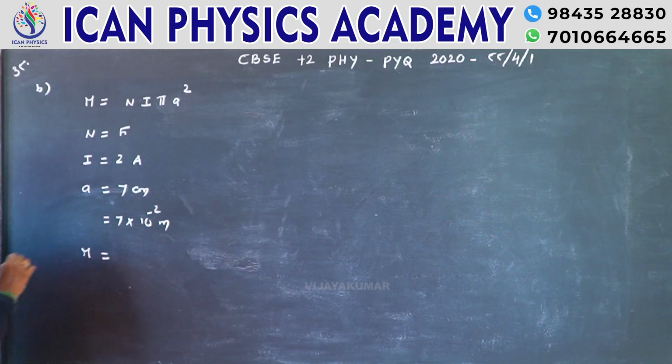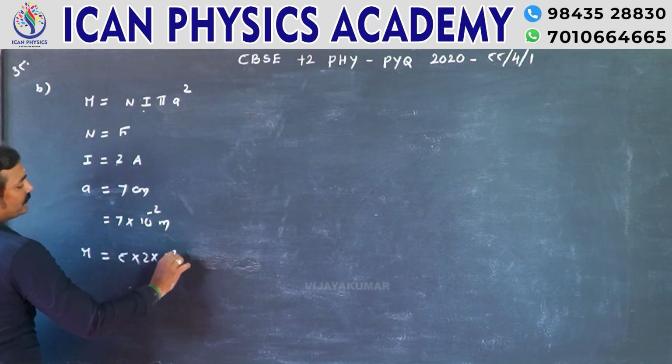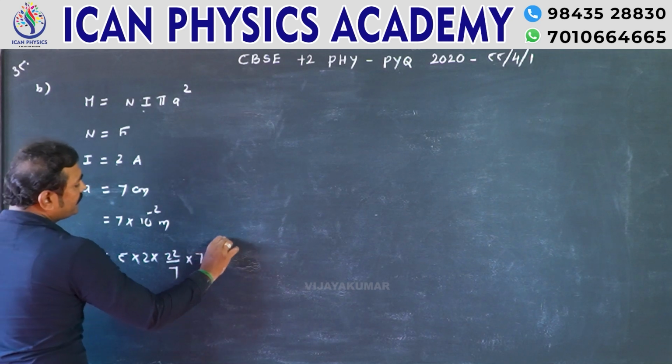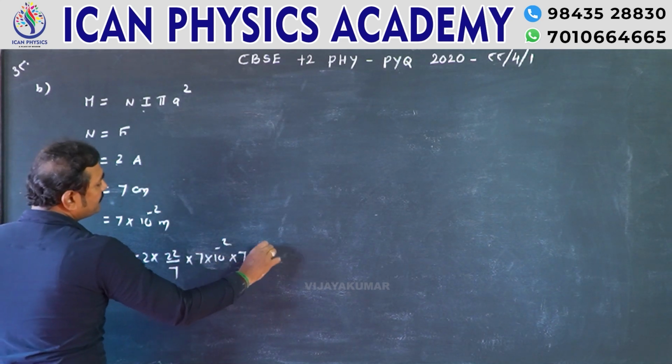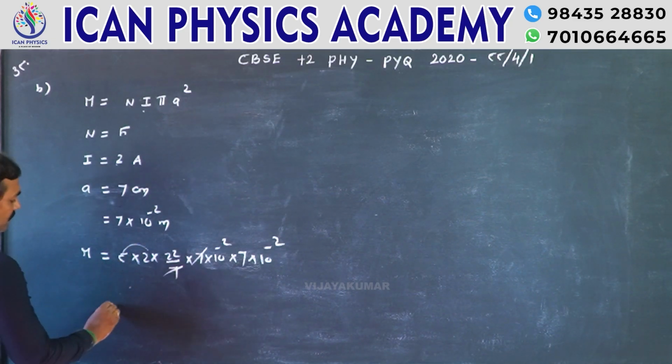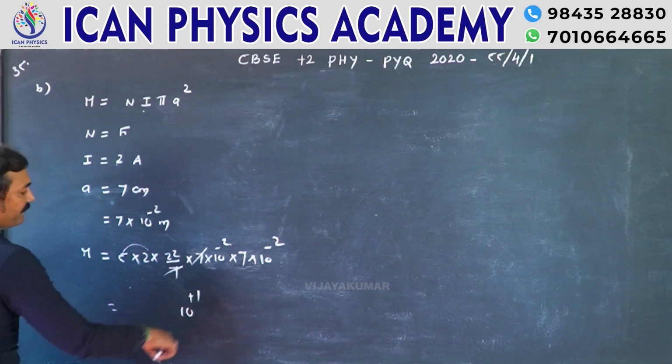So magnetic moment is N, 5, into I, 2, into 22 by 7 into A square. So 7 into 10 to the power minus 2 into 7 into 10 to the power minus 2. So the 7 gets cancelled. Okay. So 5 2s are 10. So 10 power plus 1.